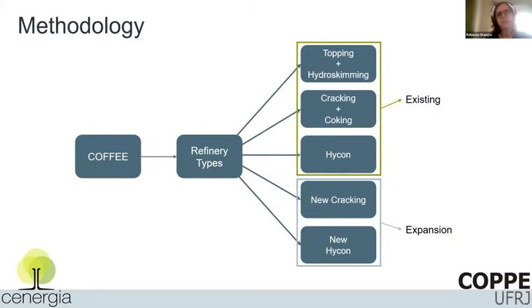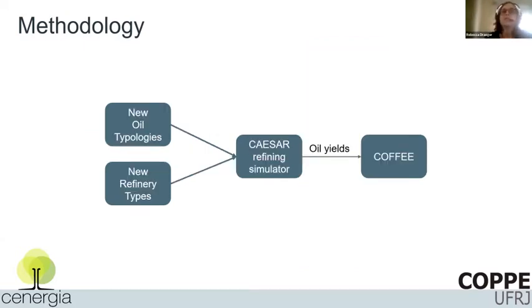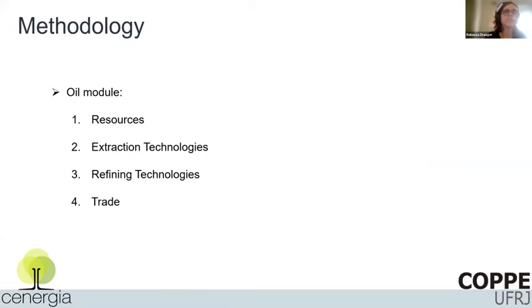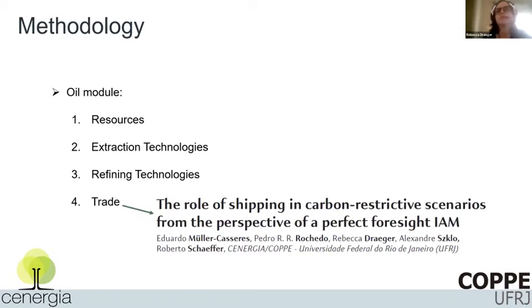And to update the refinery database, we consider these 3 types of existing refineries using the Oil and Gas Journal database. We also implemented 2 types of expansion refineries. Then we use the CIRED refining model to calculate new yields considering crude streams of different oil qualities and different refinery schemes for each one of the 18 regions in COPPE. After getting and treating all the data, we implemented these new inputs in COPPE, creating an oil module. The trade improvement is still in progress, but it was presented by Eduardo in a poster session yesterday, so you can look for it later for a better explanation.